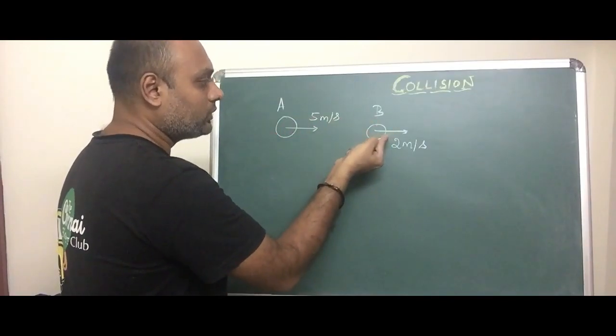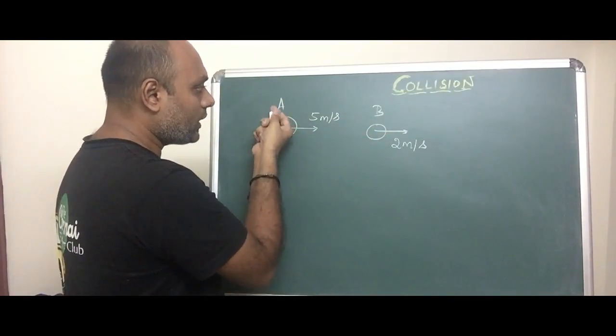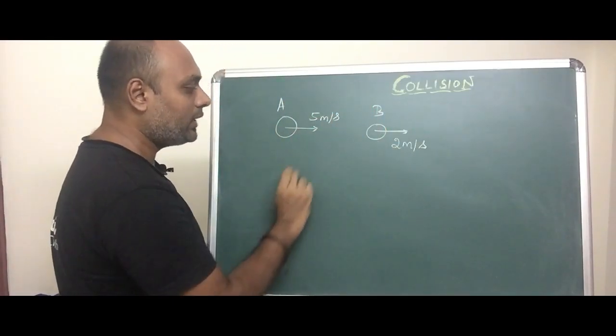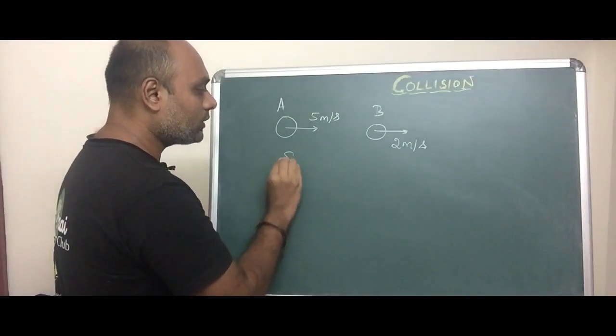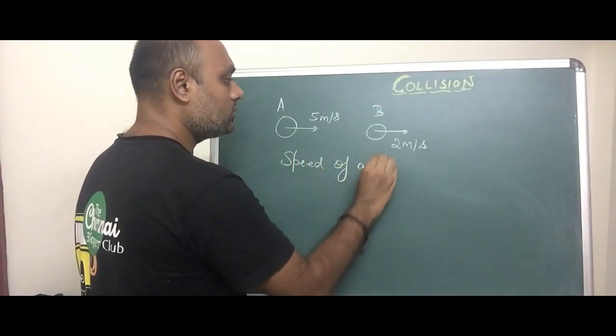So this will come and catch up with this. So here this is a case where A is approaching B with a speed of 3 meter per second. So we'll write speed of approach for this case is 3 meter per second.